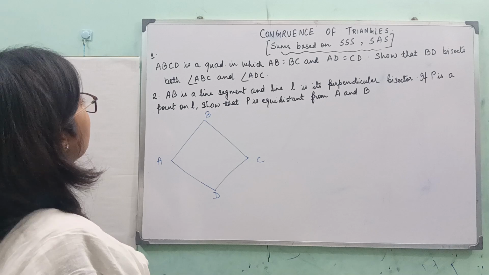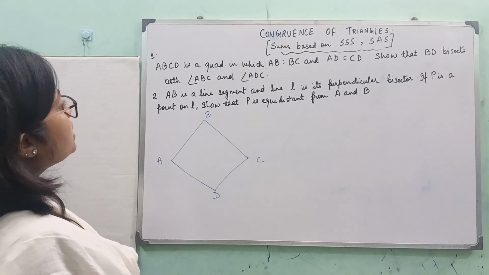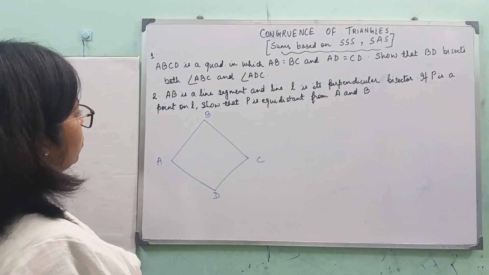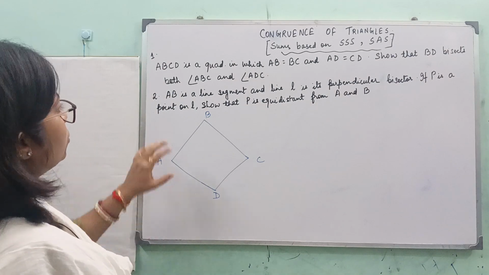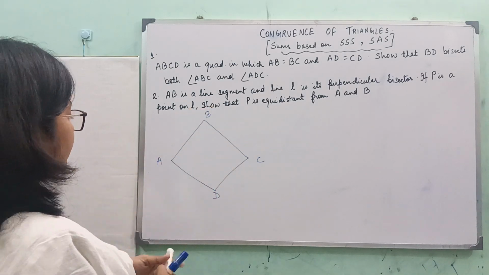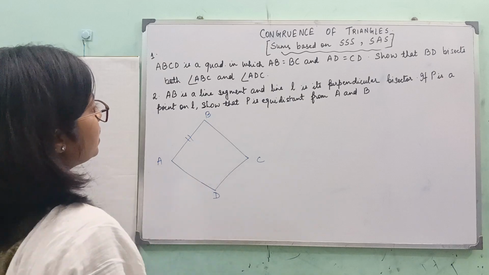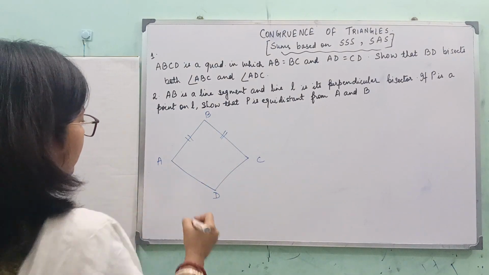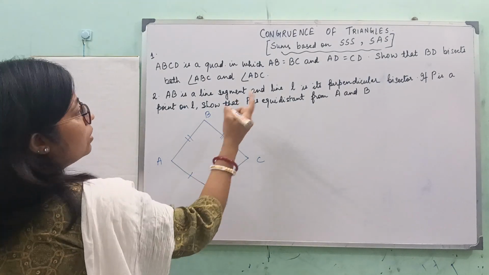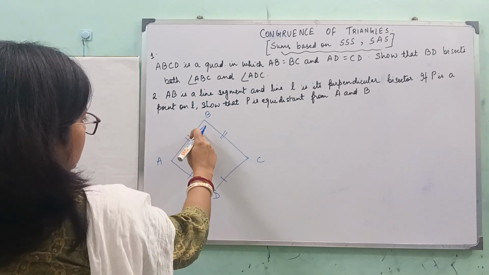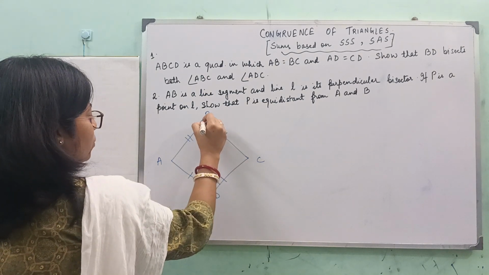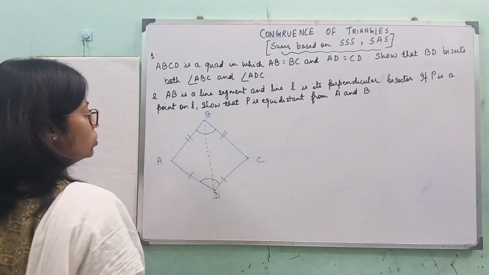We shall start with the first sum. The first sum says ABCD is a quadrilateral in which AB is equal to BC and AD is equal to CD. You can see I have drawn the figure already for you. It's a quadrilateral with four vertices ABCD, and it is given that AB is equal to BC and AD is equal to CD. We have to show that BD bisects both the angles ABC and ADC. That means we have to make a construction by joining BD.